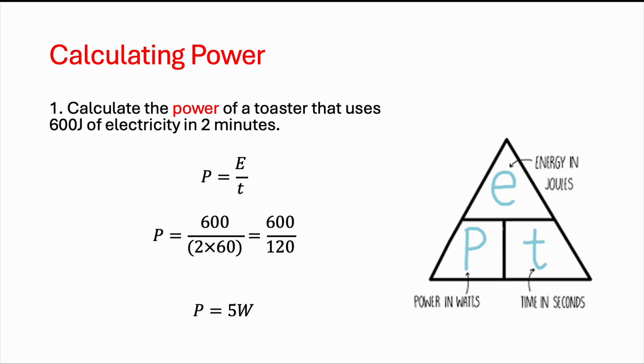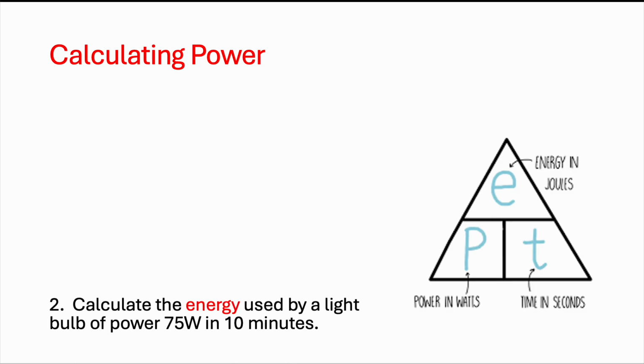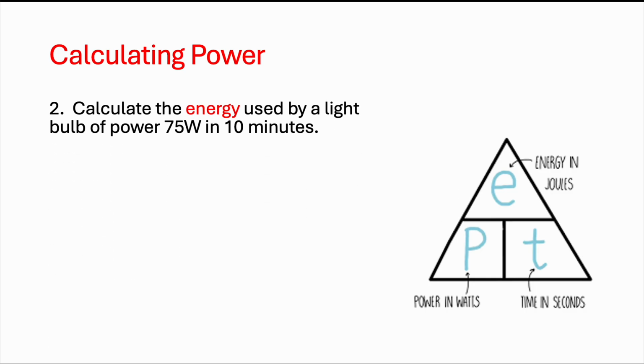Again, I'm going to show you another question and we'll see how we get on with that one. This time, we're going to calculate the energy used by a light bulb with power 75 watts in 10 minutes. I suggest you use the triangle to find out which equation to use and then think a little bit about those times as well. Press pause and then when you're ready to see the solution, press play. Okay, hopefully we've had a go.